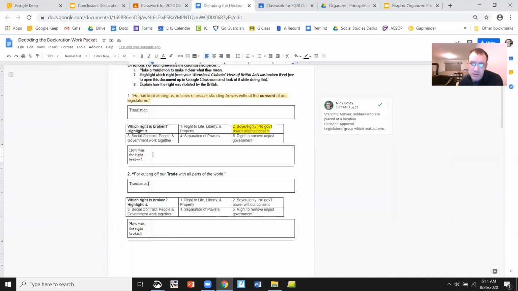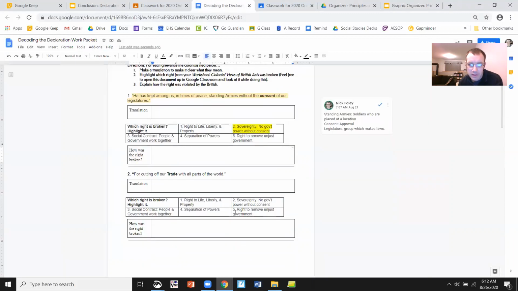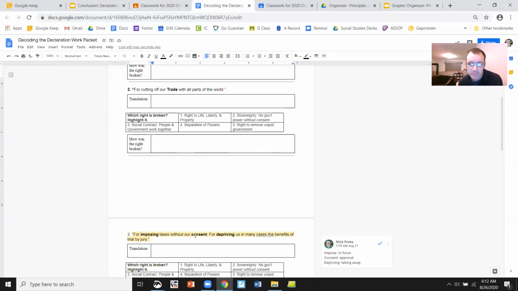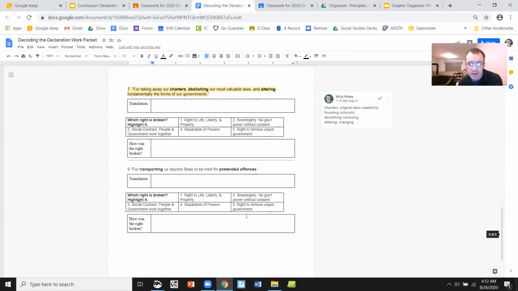So for each of these, look at it, translate it into your own words. Some are easier than others. And then go over to the graphic organizer, look at which of these 5 rights you feel was broken, highlight that here, and then explain how the right was broken. And we'll look through it. Some of these, again, have notes for more tricky vocabulary. And that's it. That's what we have.